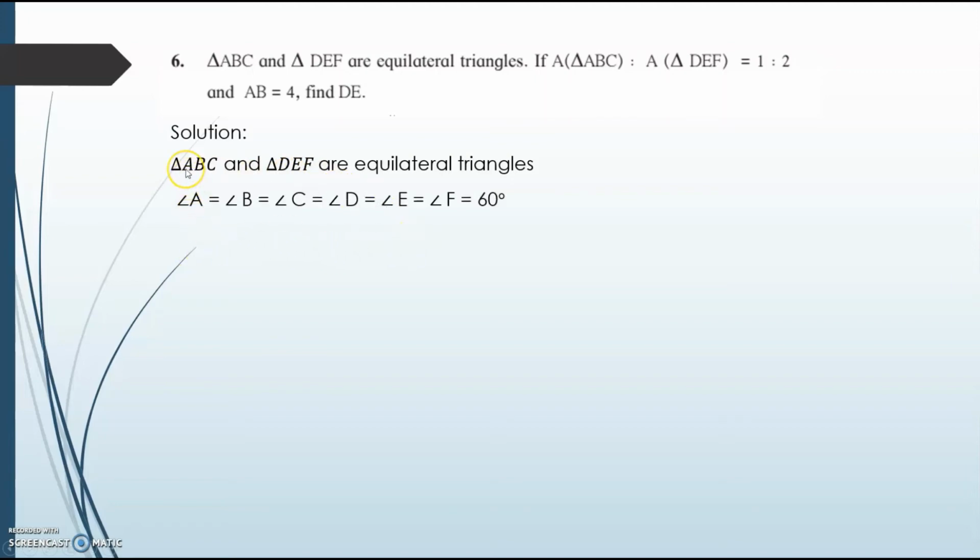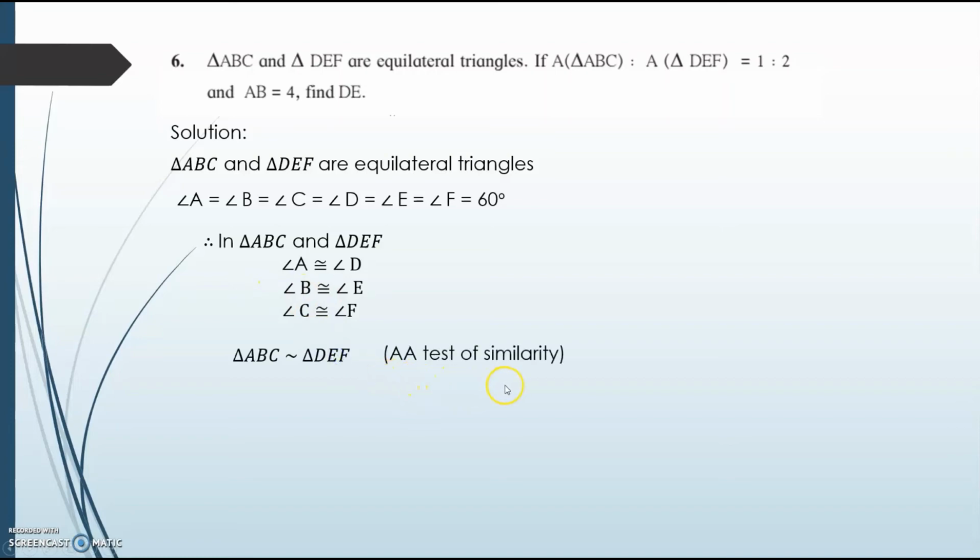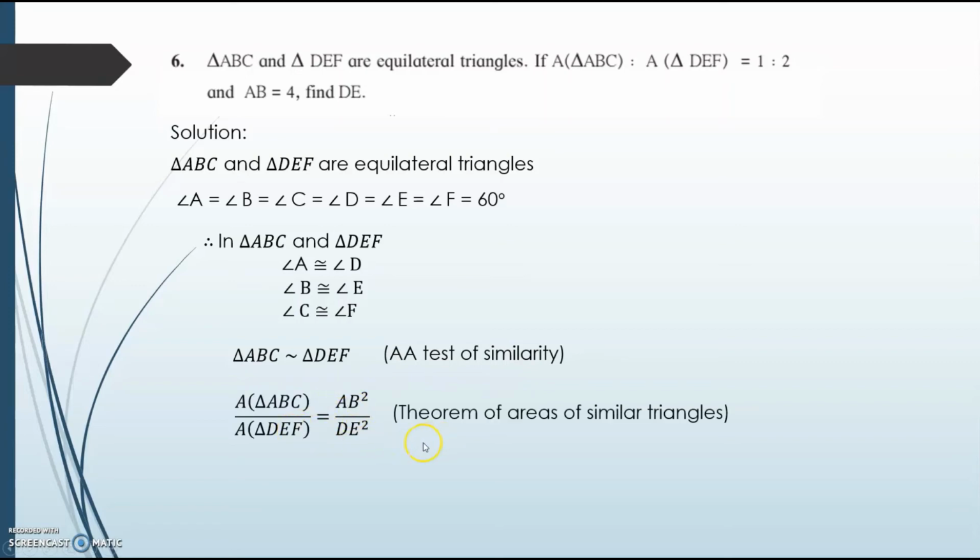It means angle A is congruent to angle D, angle B is congruent to angle E, angle C is congruent to angle F, which means the two triangles are similar by AA test of similarity. Now, if the two triangles are similar, we can write the theorem of areas of similar triangles.